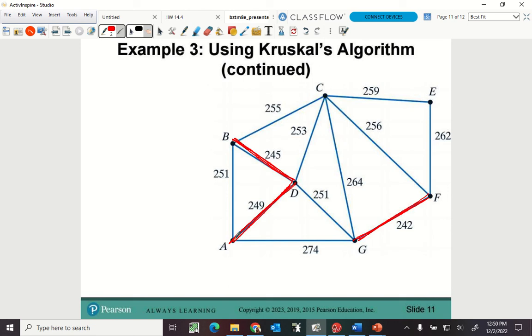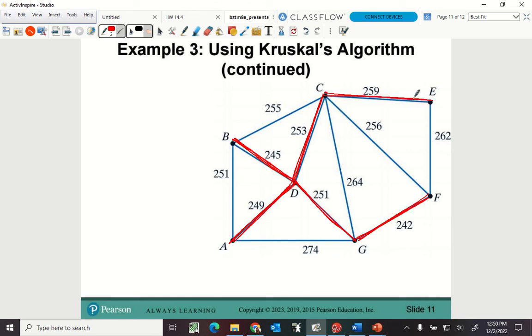251. Now, which 251? Am I going to use AB? No. Why no AB? Because it'll make a circuit. Very good, everyone. It will make a circuit. So I'm going to use this one here. If it didn't make a circuit, I would try to use the 251 over here also. 253. Okay, so after that, 253. And then that's everything, and all of them connected. And the last one I have to connect, 259.